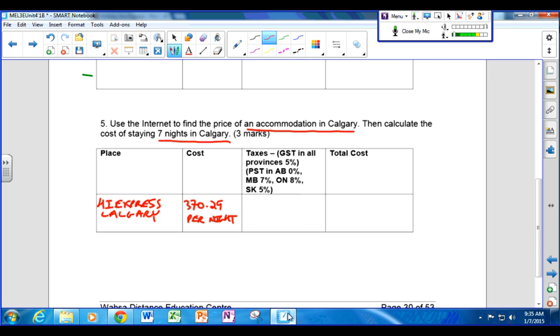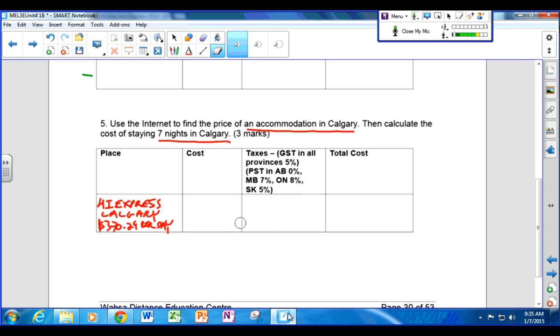Now, actually, for the cost, I'm going to put the daily cost, $370.29 per day. And in fact, if we read the fine print, what we might find is that the daily price is different on the weekends. It might be more. And then they'll give us the total price. But just for our purposes, we'll just multiply this by 7. So 7 times 370.29.